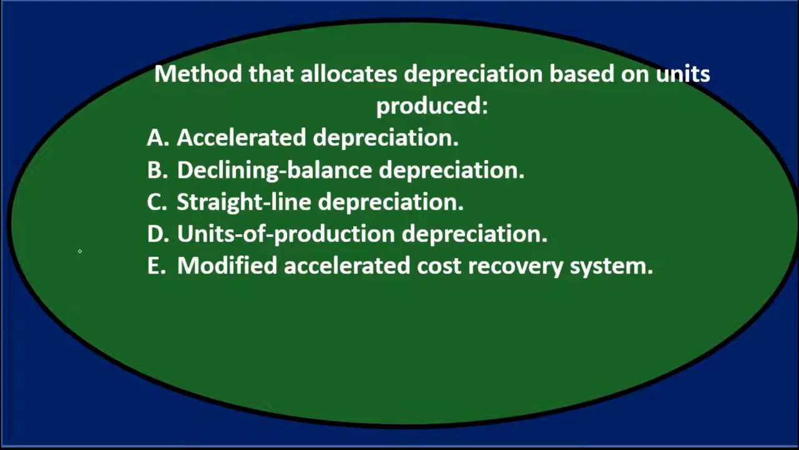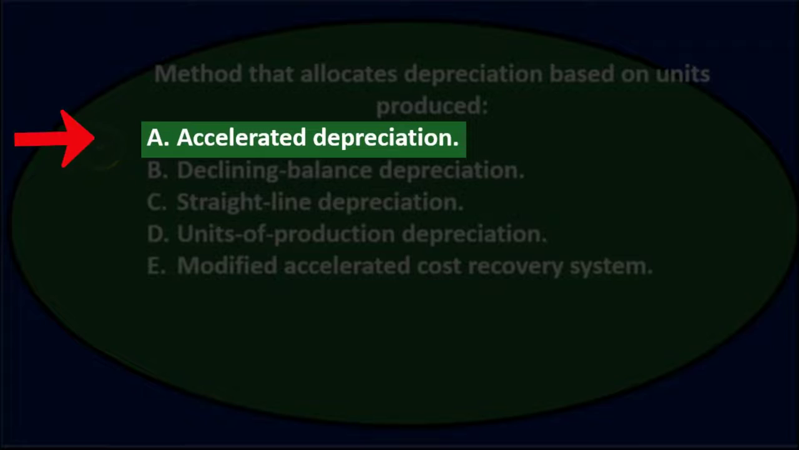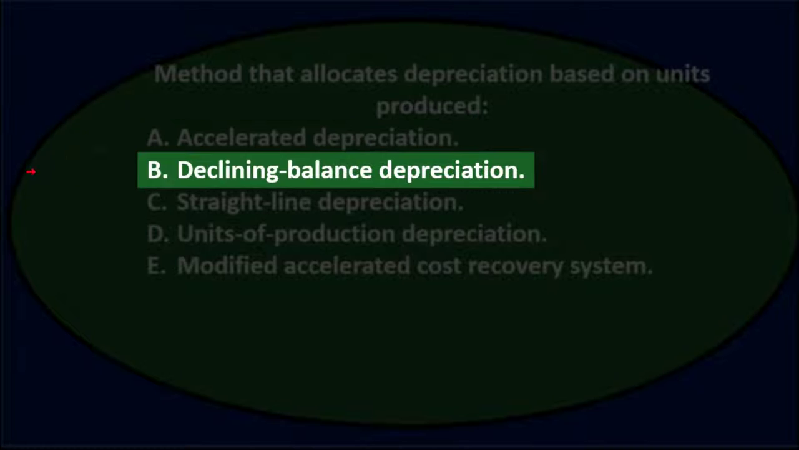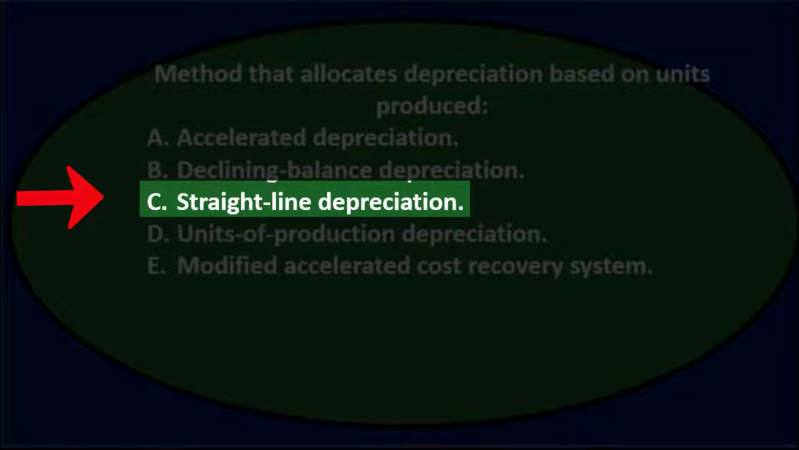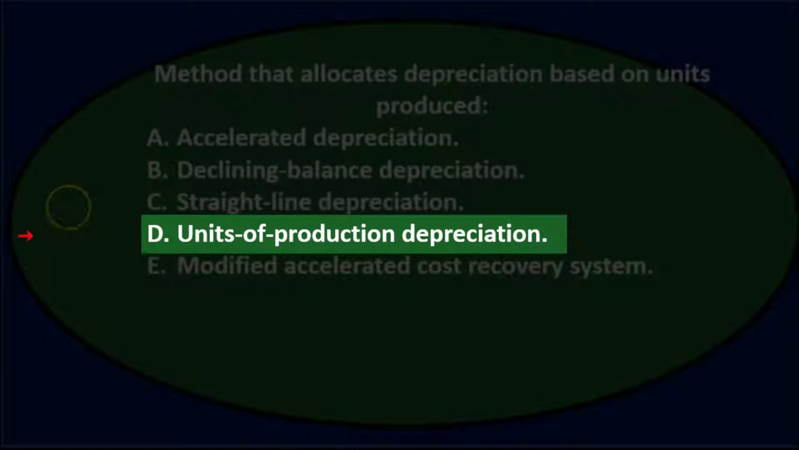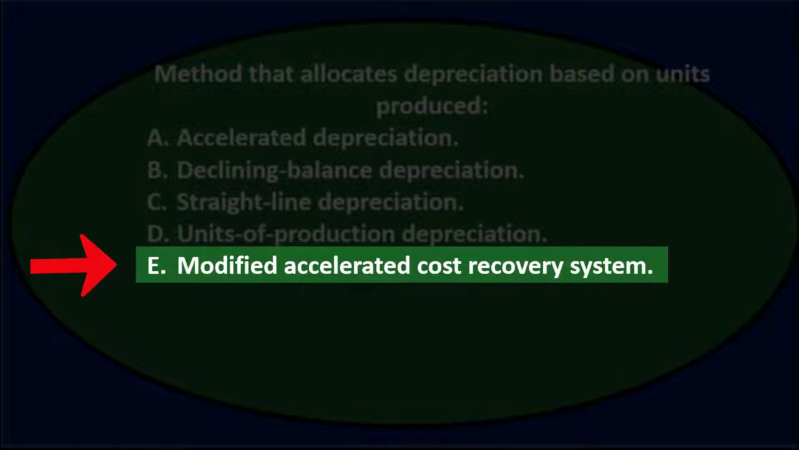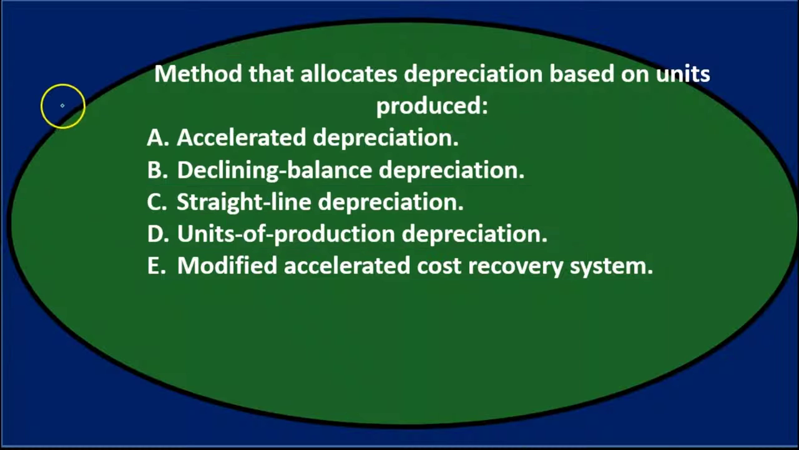Next question. Method that allocates depreciation based on units produced. A, accelerated depreciation. B, declining balance depreciation. C, straight line depreciation. D, units of production. E, modified accelerated cost recovery method. So let's go through this one more time.